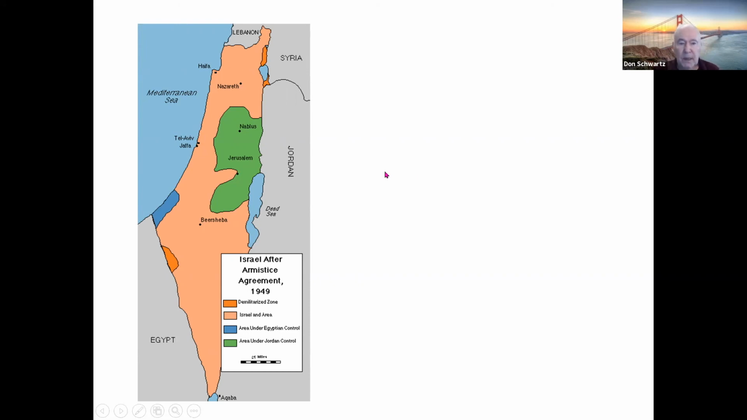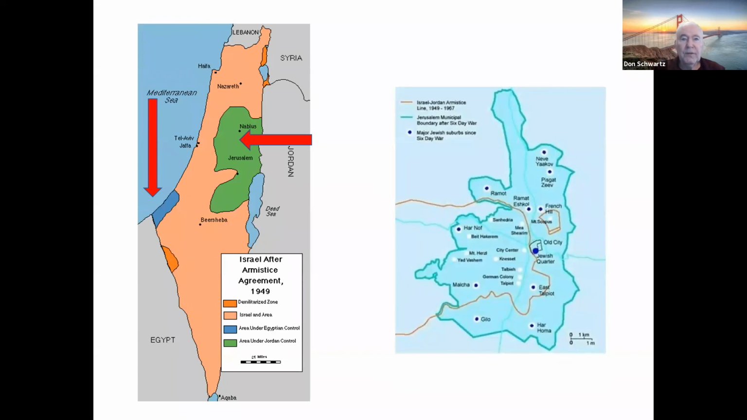Now, during the War of Independence, Egypt seized the coastal strip of Gaza, and Jordan took the West Bank, while the city of Jerusalem was divided into an Israeli western part that you see here, and the eastern part of Jerusalem, which was under control by Jordan.